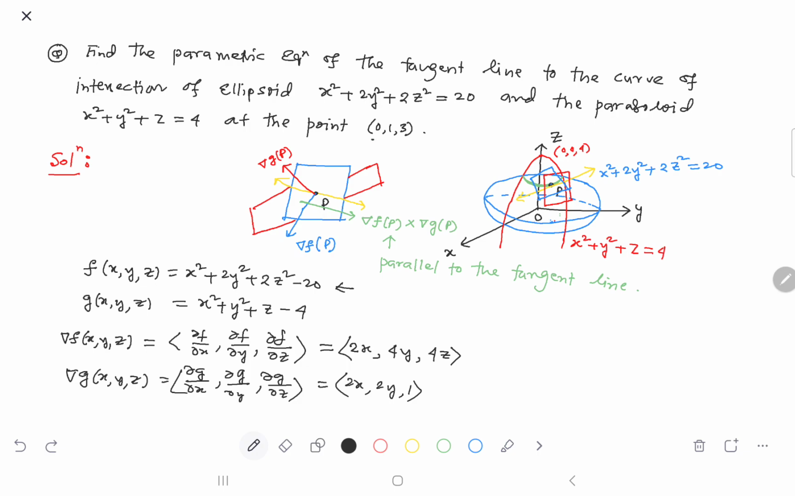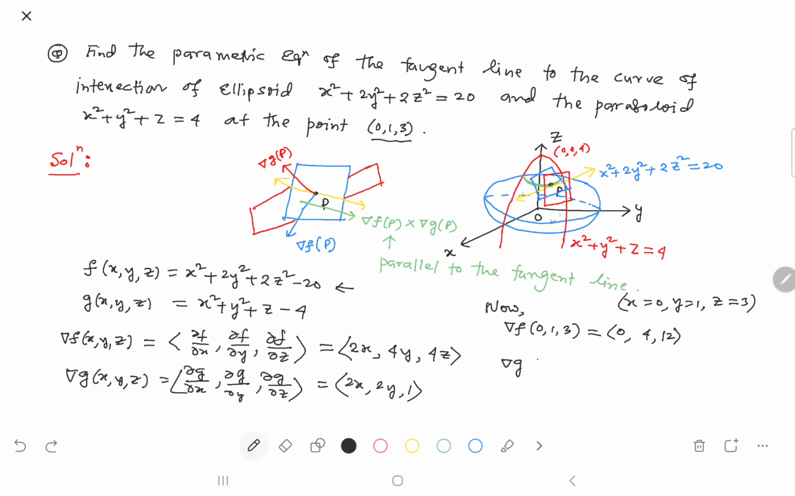The given point is 0, 1, 3. Now if you calculate this gradient at the point 0, 1, 3, this means you are putting x equal to 0, y equal to 1, and z equal to 3. If you put in this formula, what should we get? We get 0, we get 4, and we get 12.